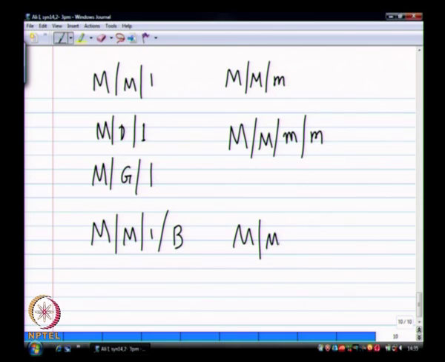So from MM1B we can derive the MMMB, all those variations are there. So we have MMMB, where B is unrelated to M, but this is a special case where M equals the number of customers in the system equals the number of servers. And of course GG1 is the highly generic system.